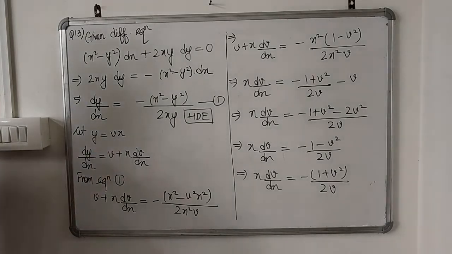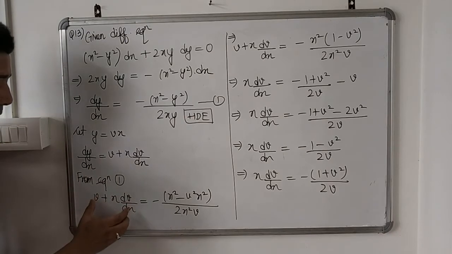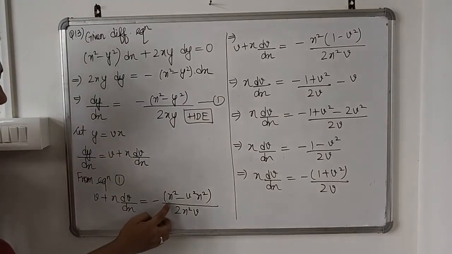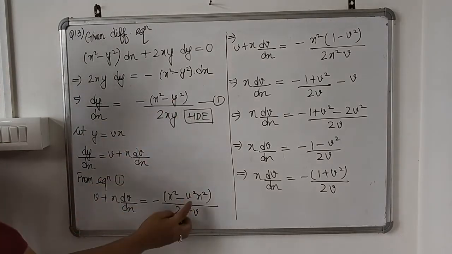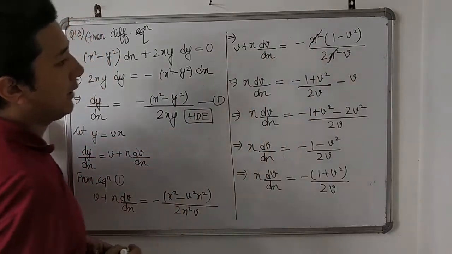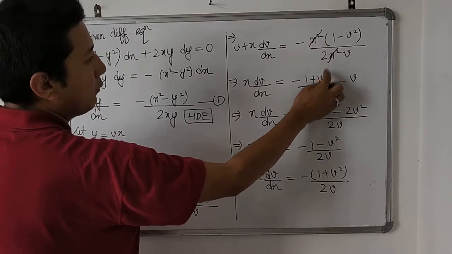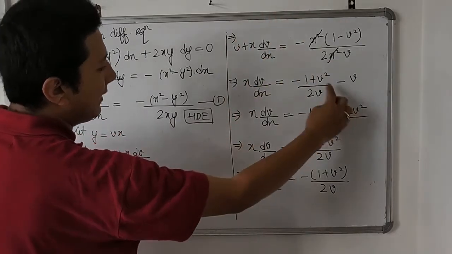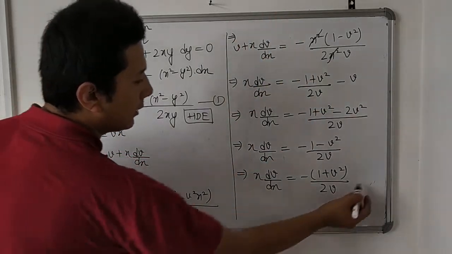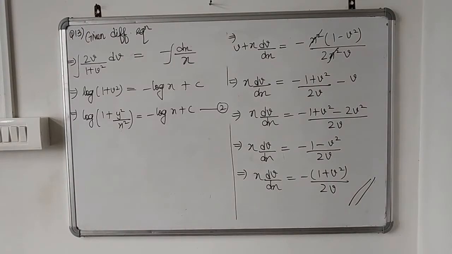Put y is equal to vx. Get the value for dy by dx. Put the value for dy by dx in equation number 1 on the left hand side. And on the right hand side, put y is equal to vx. v square x square. x square is common and gets cancelled out. So this will be minus 1 minus and minus plus v squared by 2v minus v. Take the LCM. So I hope you are clear till here. There shouldn't be any problem. Pause the video, note it down, and then we will now cross multiply and separate the variables.